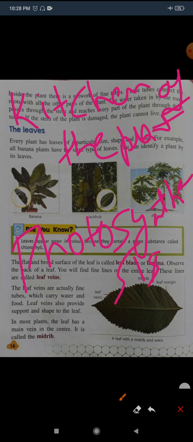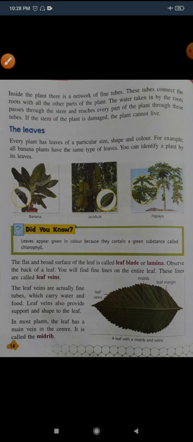And through this the plant produces its energy. The main function of the leaf is to produce food for the plant by the process called photosynthesis, and they obtain their green color due to the presence of chlorophyll. Now here are some definitions that I'll explain. What is leaf vein, midrib, leaflet, lamina?